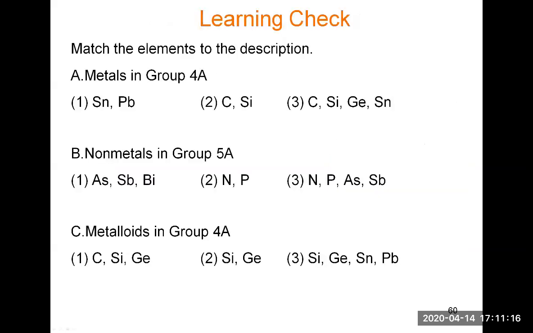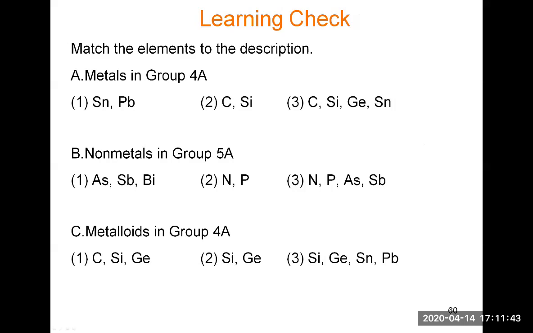So let's do a learning check with this information. Again, you want to pause the video before watching the answer. Match the elements to the description. Metals in group 4A. You have the options of Sn and Pb, C and Si, or C, Si, Ge and Sn.